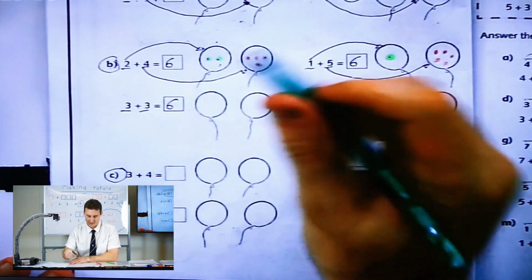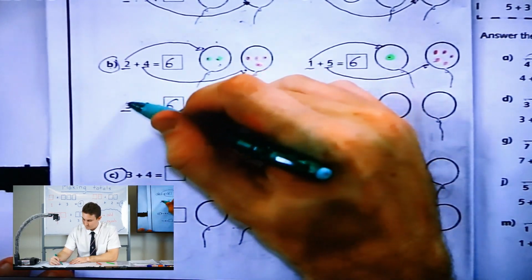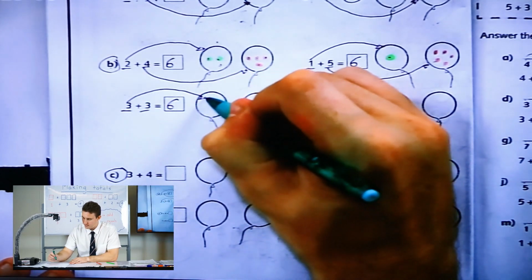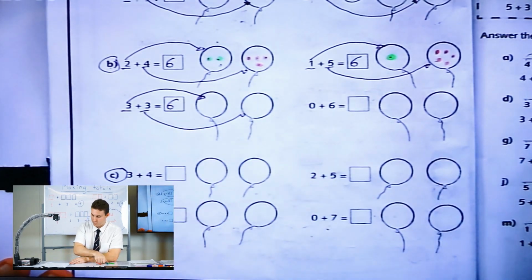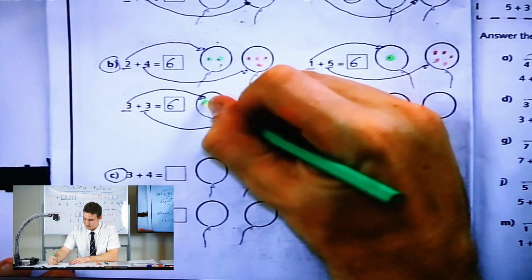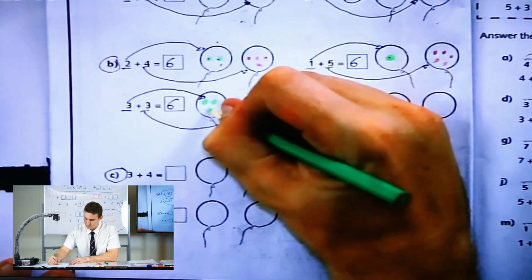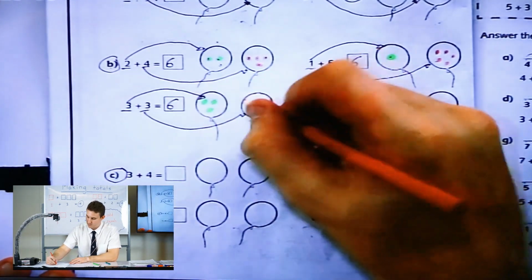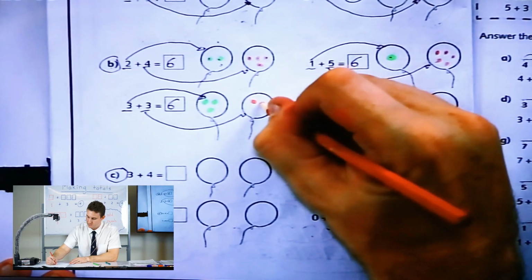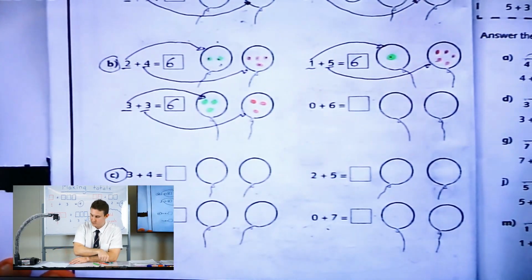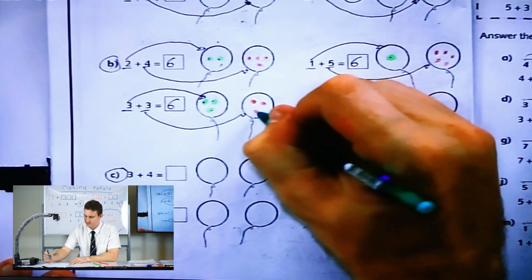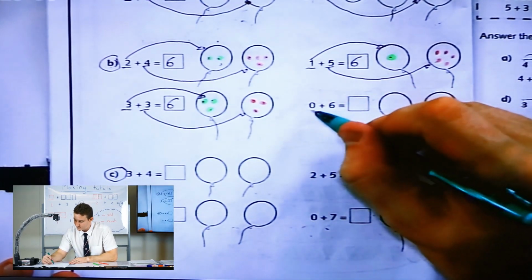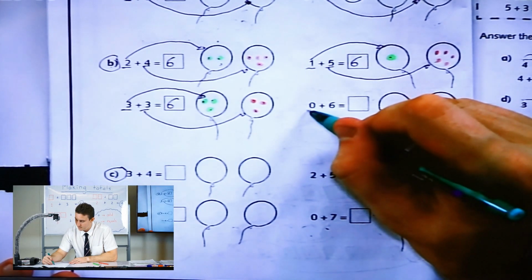6. 6 again. Yes. On the first balloon, we're going to put 3. Second balloon, we're going to put 3. So let's go. 3 big ones. 1, 2, 3. And 3 big ones. 1, 2, 3. And the total is 1, 2, 3, 4, 5, 6. Good. Last one for example B.